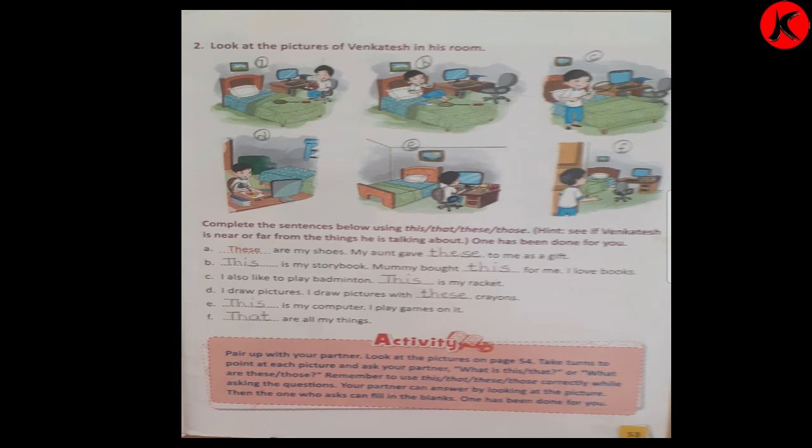Look at the picture of Venkatesh in this room. This boy's name is what? Venkatesh. We have to look at this picture. Complete the sentences below using this, that, these, those. See if Venkatesh is near or far from the things he is talking about.